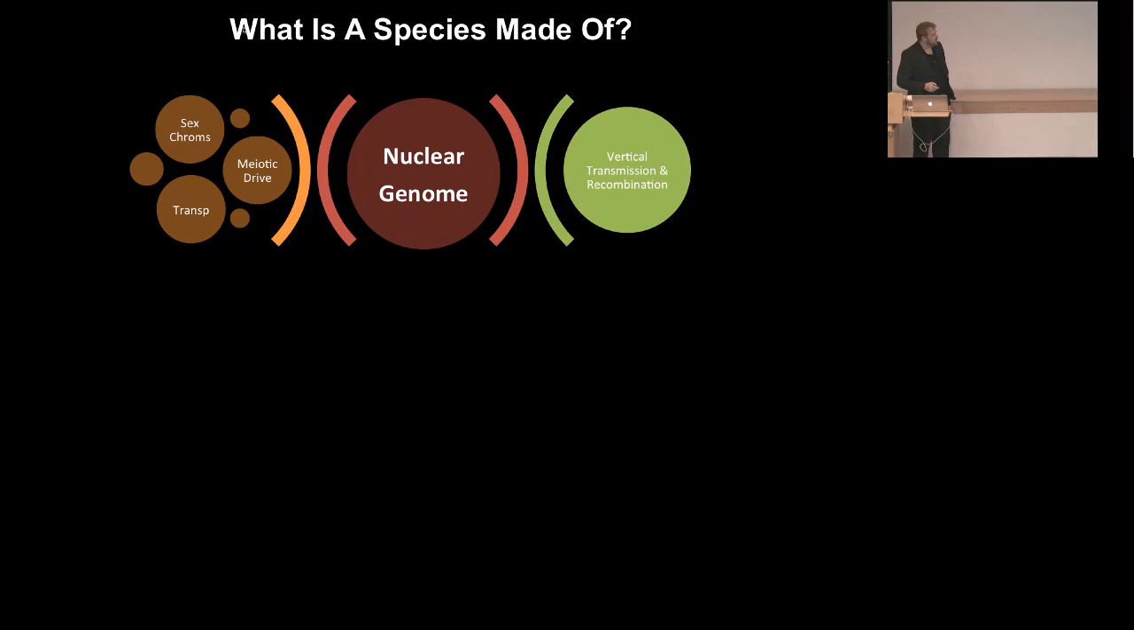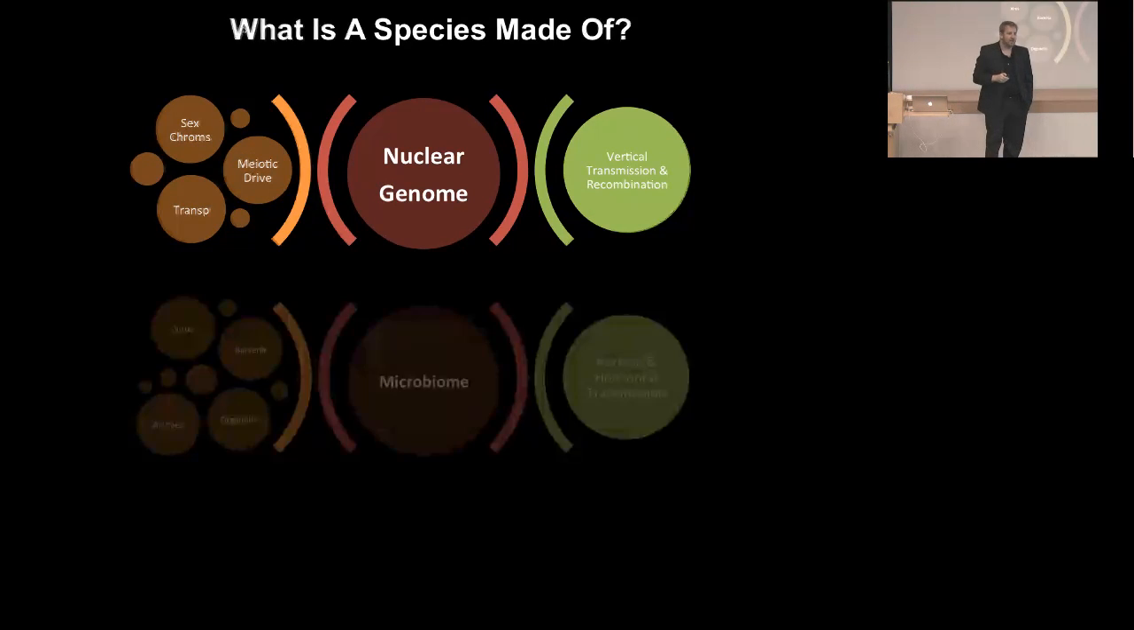So I think we all accept that a species is made of its genome, which can contain unstable elements like transposons or meiotic drive elements. Also, sex chromosomes have a weird inheritance pattern. And that this collectively makes up a nuclear genome that undergoes both vertical transmission, sometimes horizontal transmission, but also recombination. And the reason I raise recombination is because we tend to think about the nuclear genome as being particularly stably inherited generation over generation. But recombination is a shuffling process that mixes genes up.